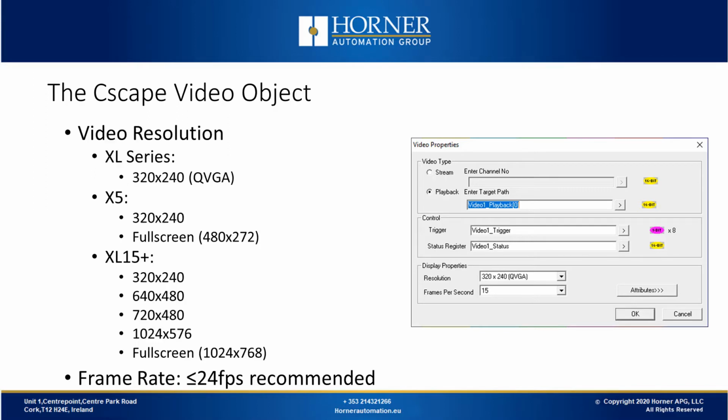You can also specify video resolution. For the XL series, you're limited to 320 by 240, which is quarter VGA. The X5 offers that resolution, plus full screen, which is 480 by 272. The XL15 Plus has a lot more options. They range from 320 by 240 all the way up to full screen. We recommend using 24 frames per second or slower, as it will have less impact on the OCS resources.